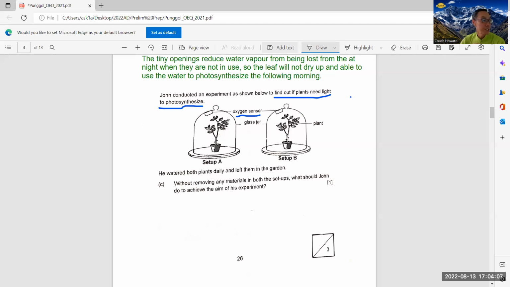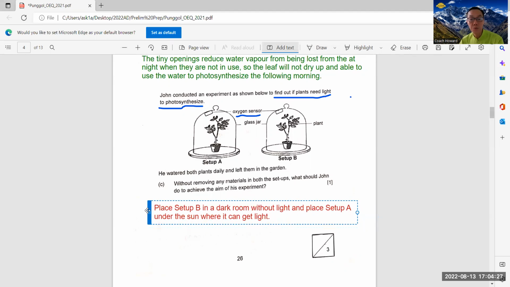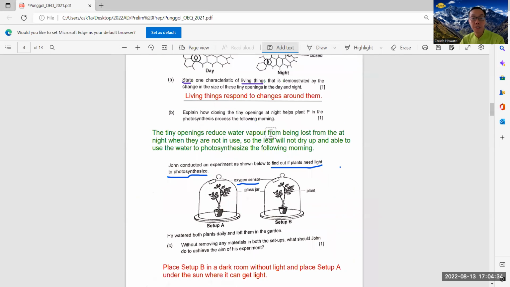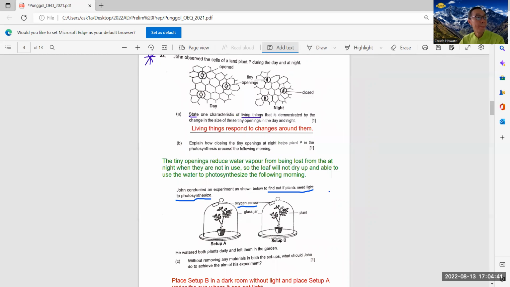For this one, you should say place setup B in a dark room without light and place setup A under the sun where you can get light. Either one, as long as you mention this part. Place setup B in a dark room without light and place setup A under the sun where you can get light. So these three parts, I will screenshot and send the answer to you shortly.